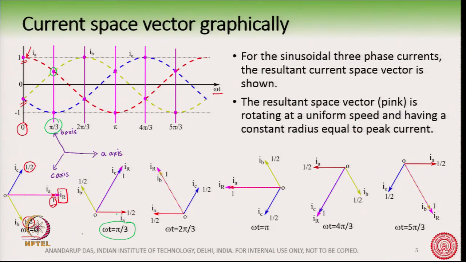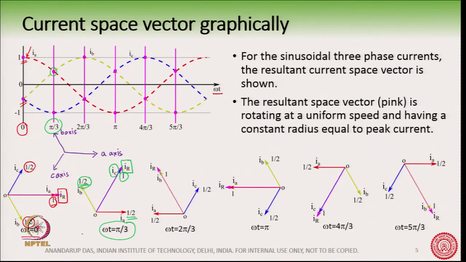So, let us put these values on A axis, B axis and C axis. So, I A is equal to half positive, I B is equal to half positive, and I C is equal to minus 1. So, I C is 1, but at a negative. Again, if I do a vector addition of these three quantities, I see that the resultant vector is here.